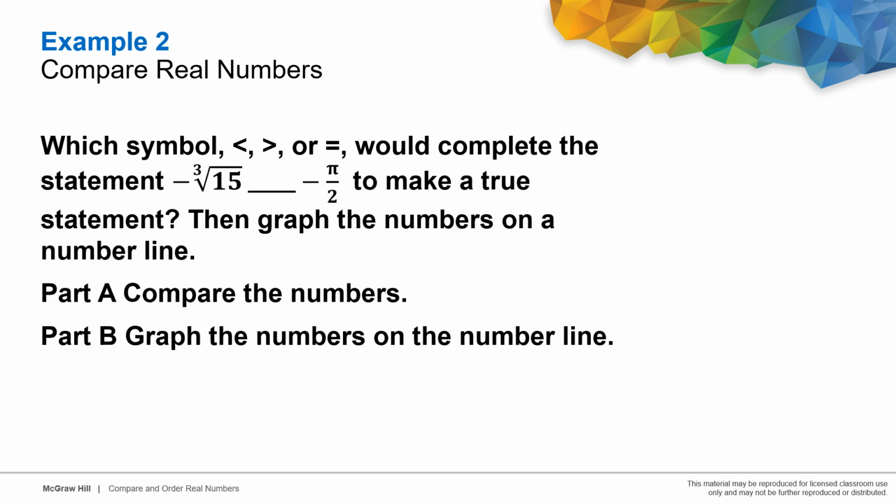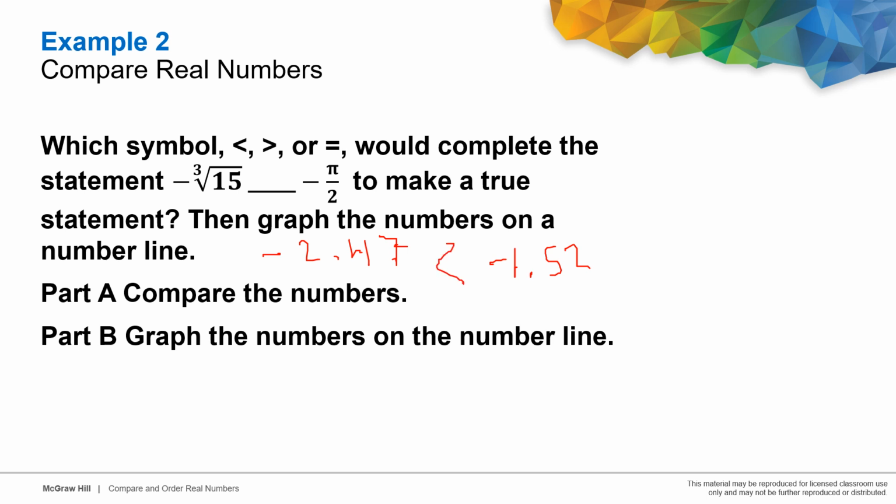All right, so here we're asked to compare the negative cube root of 15 and negative pi over 2. So if we convert these numbers, right, we take that cube root of 15 and make it negative, we are going to be at negative 2.47, and negative pi over 2 is going to be negative 1.52. And remember, with negative numbers, the bigger number is smaller. So negative 2.47 is less than negative 1.52.